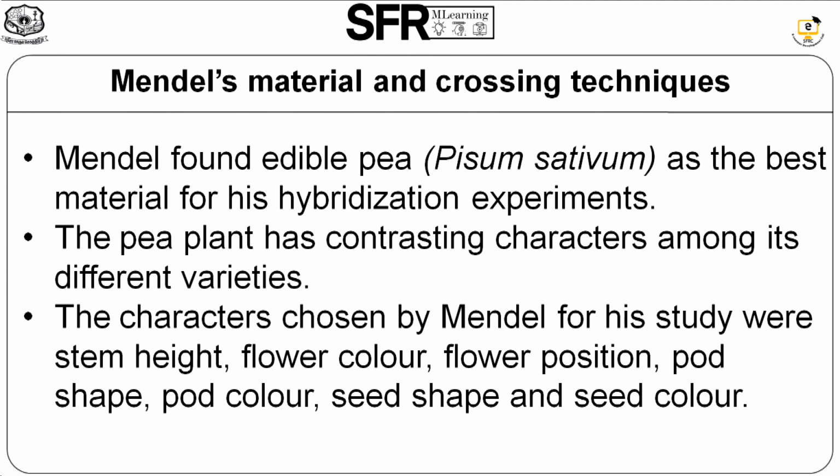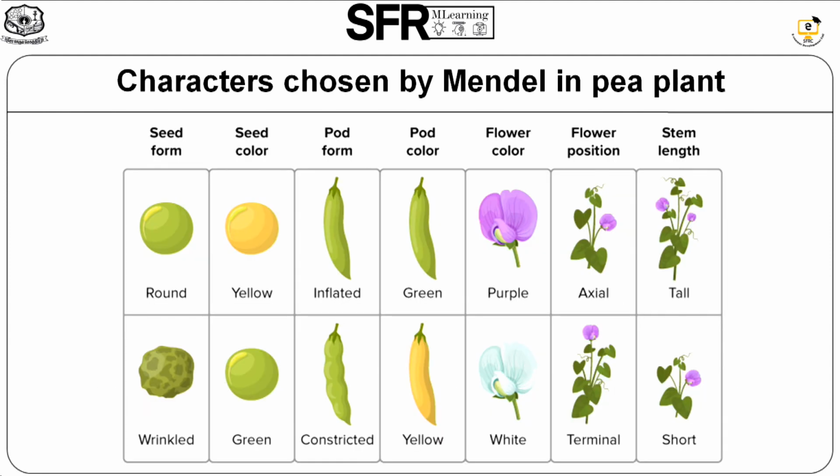So, for the study he took 7 different characters of pea plant. They are stem height, flower color, flower position, pod shape, pod color, seed shape and seed color. These are the 7 different categories or 7 different characters which Mendel chose for his experiment. For each experiment, any one of these characters will be chosen, and here you can see the different characters of the plant which Mendel has chosen. The first one is the seed form.